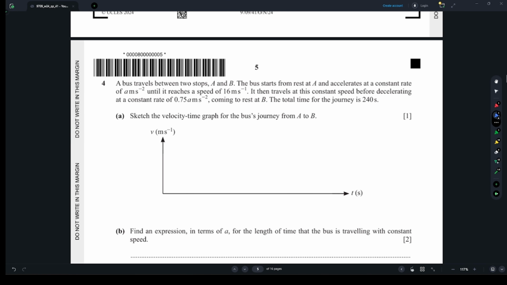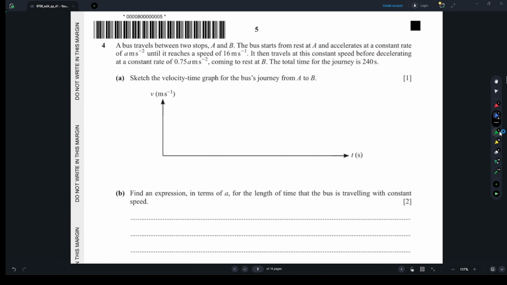Okay, so now let's move to the fourth question. They say that a bus travels between two stops, A and B. The bus starts from rest at A and accelerates at a constant rate of a until it reaches a speed of 16. It then travels at this constant speed before decelerating at a constant rate of 0.75a, coming to rest at B. The total time for the journey is given. Sketch the velocity time graph.